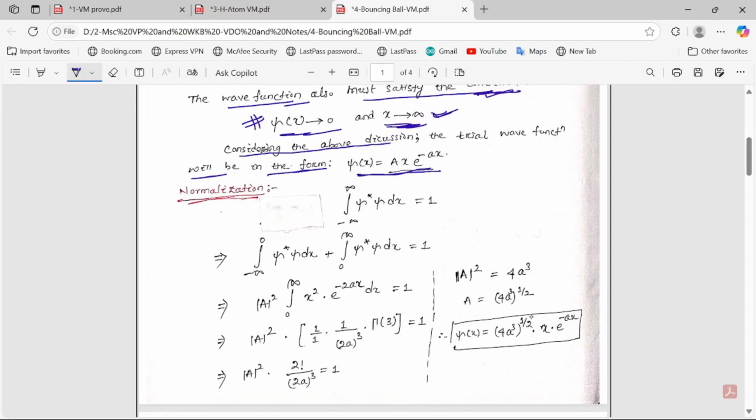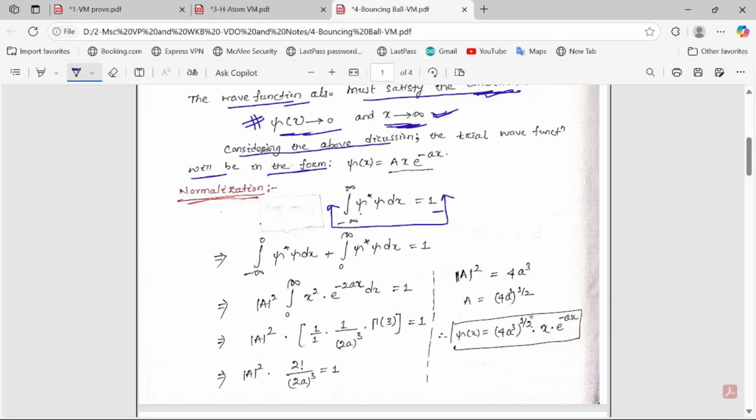Here the normalization constant is A. First we have to normalize this wave function by using the normalization condition. We have one dimensional dynamics for this problem, so the normalization condition is the integral from minus infinity to plus infinity of psi star psi dx equal to 1.